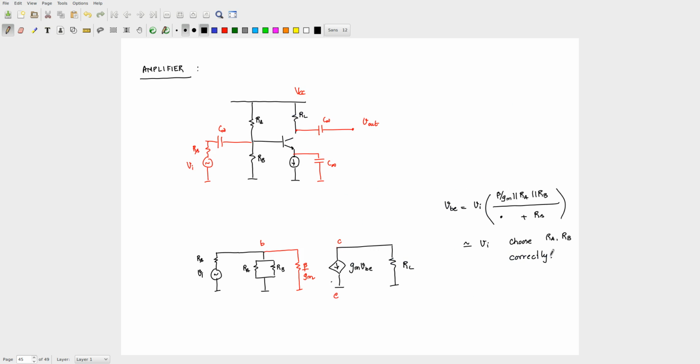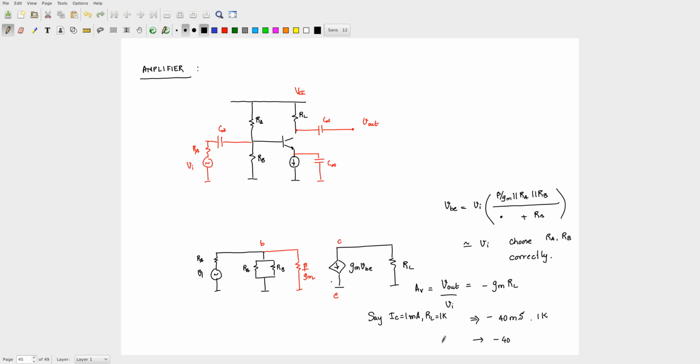All right. And then what would V out be? V out will be minus GM RL times VBE, and if VBE is approximately VI, this will be your gain. Correct? So if I assume the values that I was working with earlier, what was the value of this? 40 millisiemens, and say I assume RL was 1K, I will have a gain of minus 40. Say IC were equal to 1 milliamp and RL was 1K.